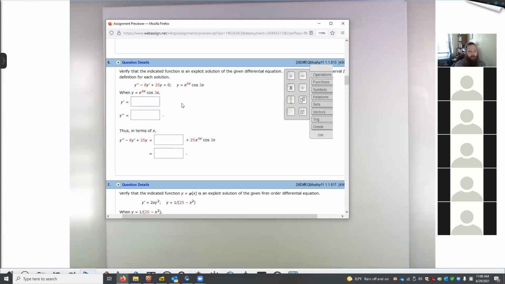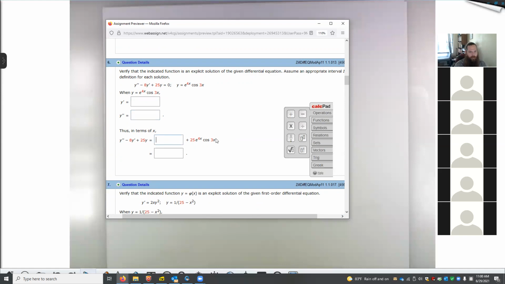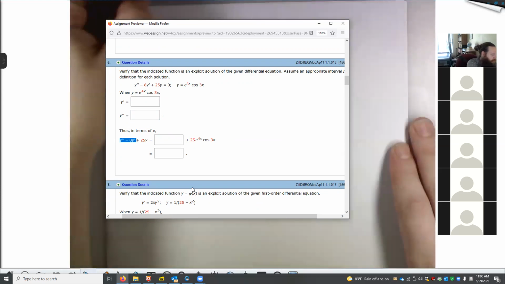They're breaking it down into steps. They want you to calculate y prime and y double prime. And then they're plugging in part of it for you here. They've got the 25e to the 4x cos 3x. That's 25y. That's the very last term. So in this box, they want the y double prime minus 8y prime. I'll go ahead and run through this. So it's homework 1, problem 6. I'll write the problem down.